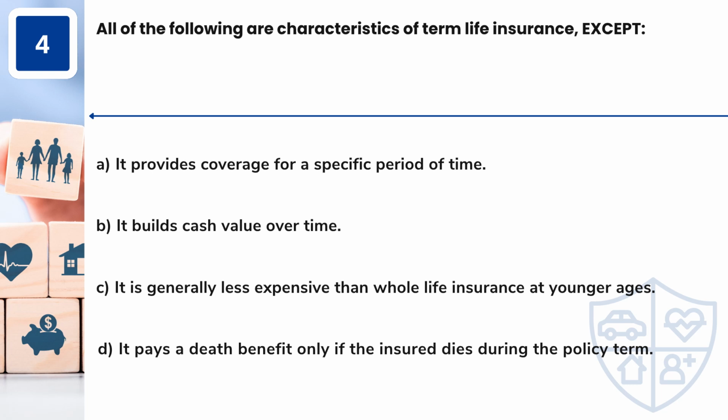Question 4. All of the following are characteristics of term life insurance, except A. It provides coverage for a specific period of time. B. It builds cash value over time. C. It is generally less expensive than whole life insurance at younger ages. D. It pays a death benefit only if the insured dies during the policy term.